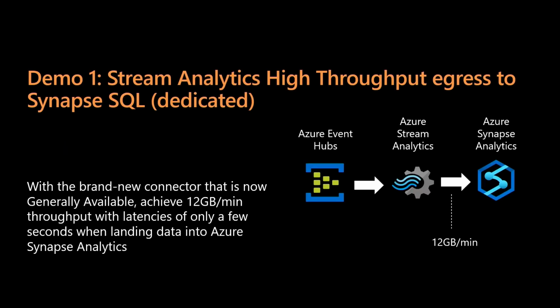So for our first demo, we'll show you high throughput egress from Azure Stream Analytics to Synapse. There's a brand new connector available, and we're going to achieve 12 gigabytes per minute of throughput from Stream Analytics to Azure Synapse Analytics. So let's get started with this demo.